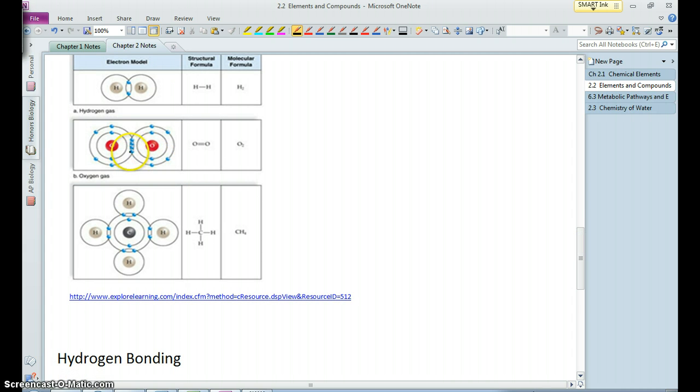Same with oxygen. Now oxygen is a little different. You notice we have a double line here. It's sharing 2 pairs of electrons, and now each one is happy. You'll remember that oxygen has an atomic number of 8, which means its outer orbital has 6, and so it would like to have 2 more.